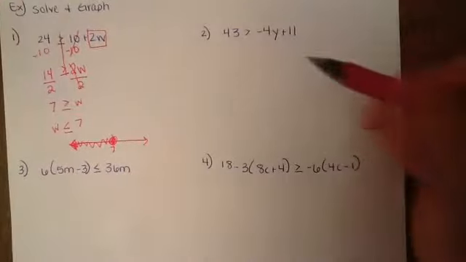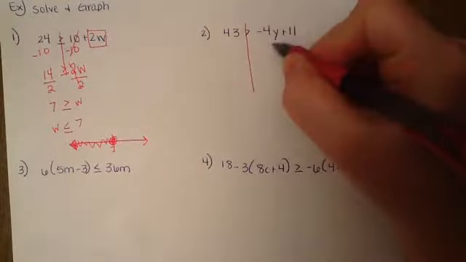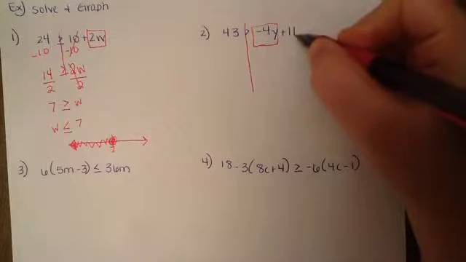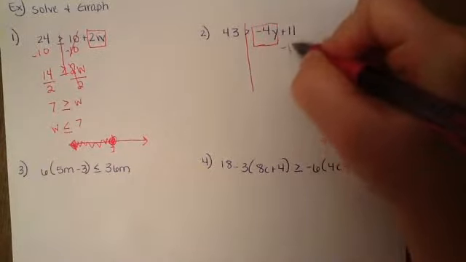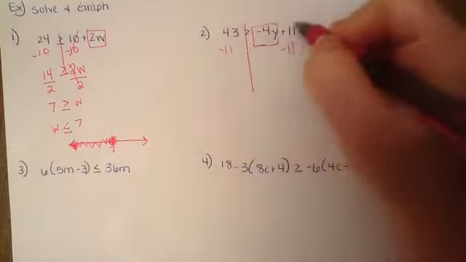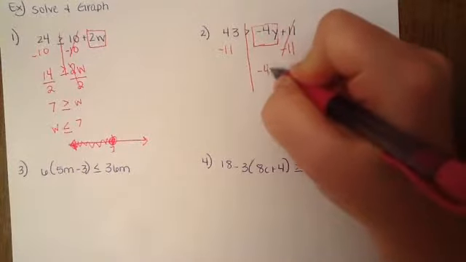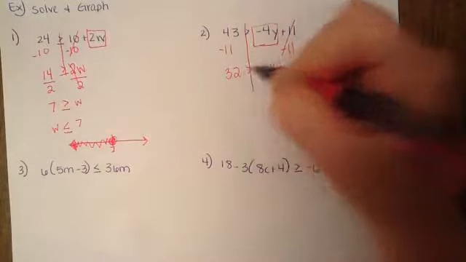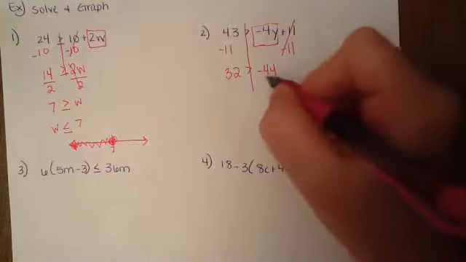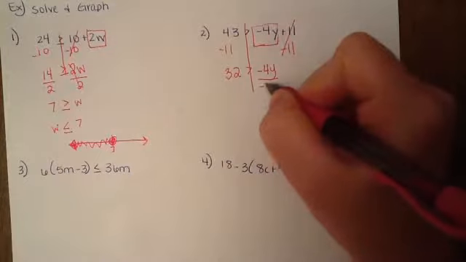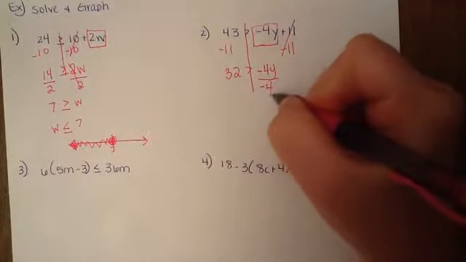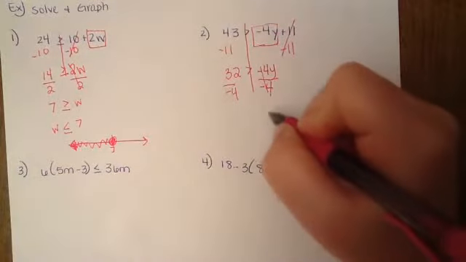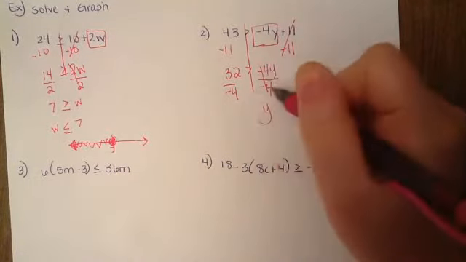Let's see how you did. What did you get rid of first? How do you get rid of a plus 11? Minus 11. Negative 4y is less than 32. What did you do next? Divide by negative 4. Y now is by itself.